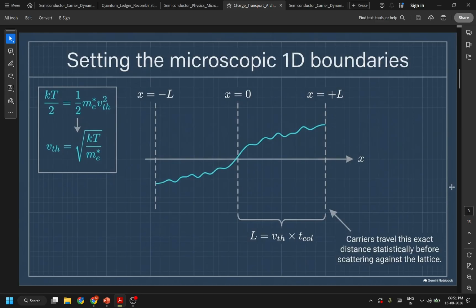So vth is calculated from kT by 2 equals half me star vth squared. This gives us vth equals the square root of kT by me star. Here k is our Boltzmann constant, T is temperature, me star is the reduced electron mass, and vth is our thermal velocity. Then L is the distance traveled by a carrier before scattering with the lattice.